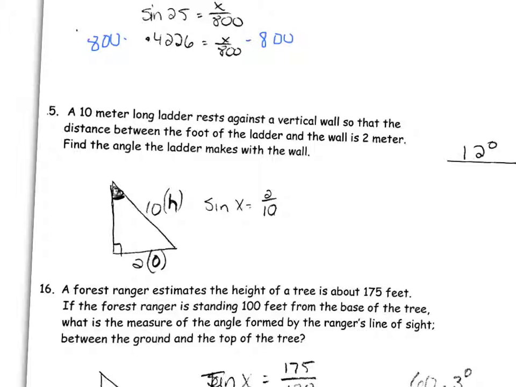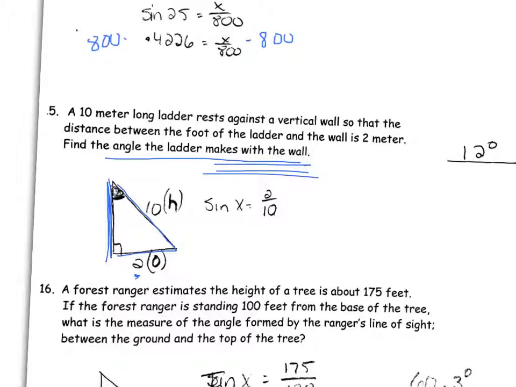All right, for this problem you needed to draw the picture. So a 10-meter ladder, so here's your 10 meters, and it was exactly like one we did in notes, so most of you got this one correct. 10-meter ladder rests against a vertical wall, so there's my vertical wall. Between the foot and the ladder is 2 feet. So here's my 10, here's my 2 feet, and we're trying to find not the height, but the angle the ladder makes with, and this is important, the wall.